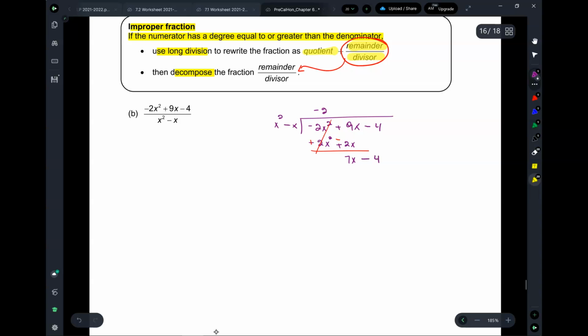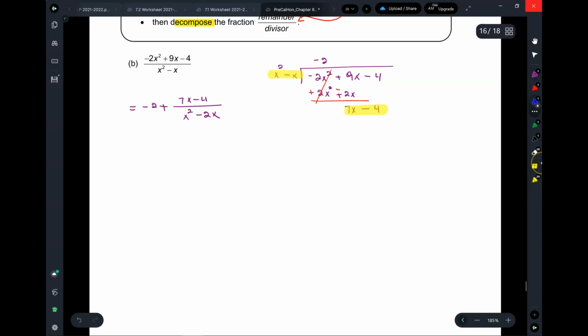Okay. Do you see how this 7x, it has a lower degree than this? That's when you know to stop. So, this is now equal to negative 2 plus 7x minus 4 over x squared minus 2x. Now, you're going to take this and you're going to decompose this.